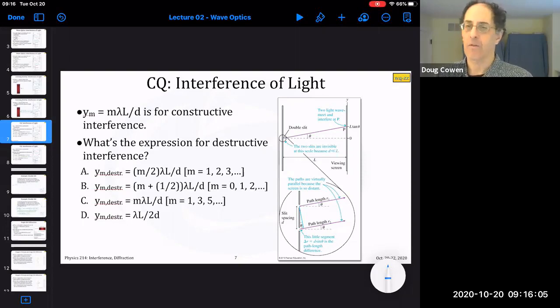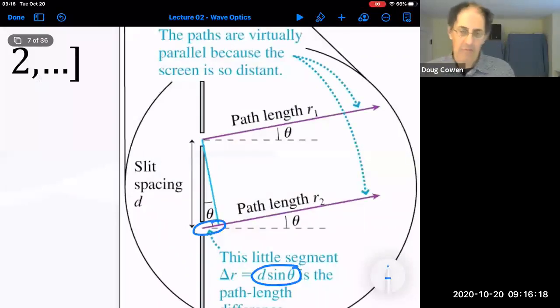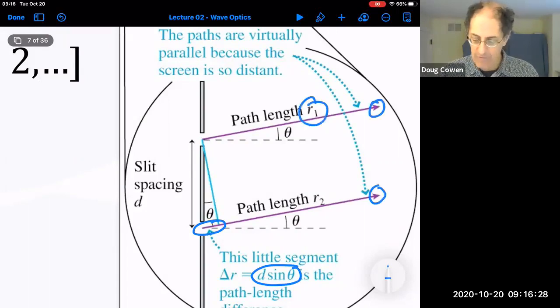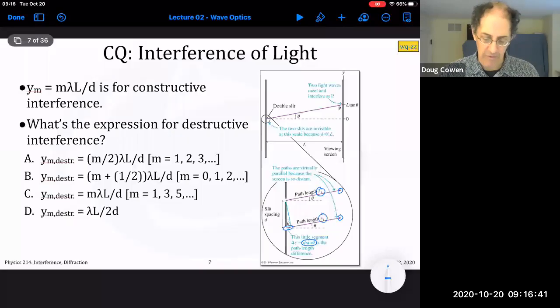So what would be the corresponding expression for destructive interference? What you should focus on is this little extra distance here, which is given by d sine theta. If that's equal to an integer number of wavelengths, then we'll get constructive interference, because when these two waves, traveling a distance r1 and r2 to the screen, arrive there at this angle theta, they will be offset from one another by an integer number of wavelengths, and they will constructively interfere. So what's the condition for destructive interference?